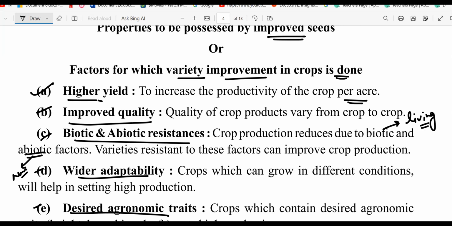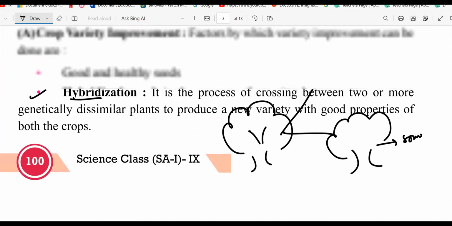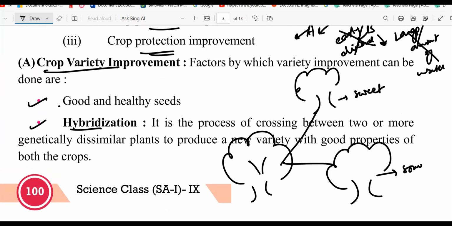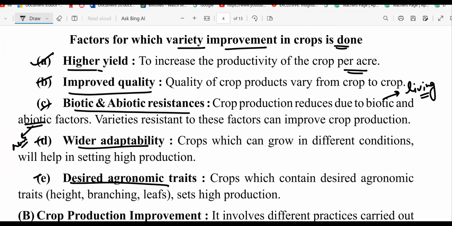Noted? Noted, everyone? So we are using, first, good quality seed, second, hybridization, third... So these are the factors for which variety improvement in crops is done.